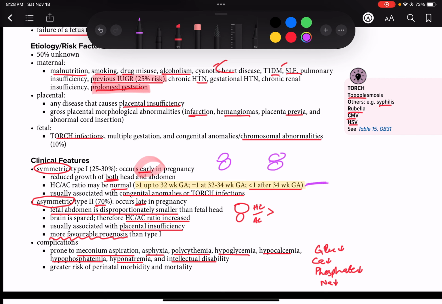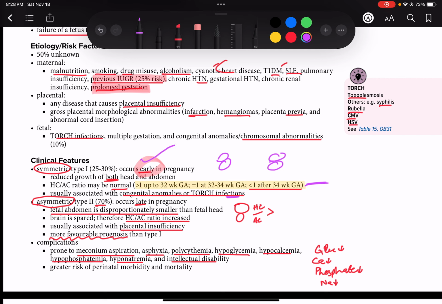Before up to 32 weeks it should be more than 1, but after 34 weeks, as the baby is growing, it should be less than 1. So the head is comparatively a little smaller than the body. The ratio is less than 1. So that's how it would be normal. And if the ratio is normal in symmetrical growth restriction, it is usually associated with congenital anomalies or TORCH infections, so any infections or any congenital problems, and that happens early in the pregnancy.